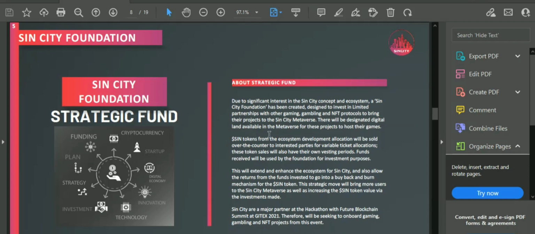Sin tokens from the ecosystem development allocation will be sold over the counter to interested parties for various diversification. These sales will also have their own vesting of 3 years. It will be used by the foundation for investment purposes. This will extend and enhance the ecosystem for Sin City, and also allow the returns from the funds invested to provide a buy-and-burn mechanism for the Sin token.